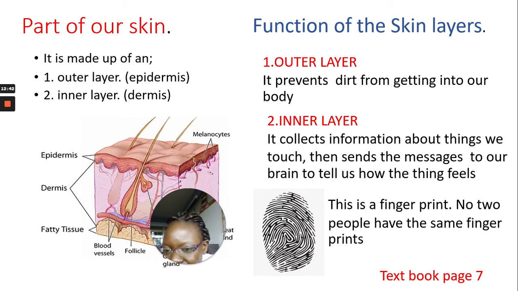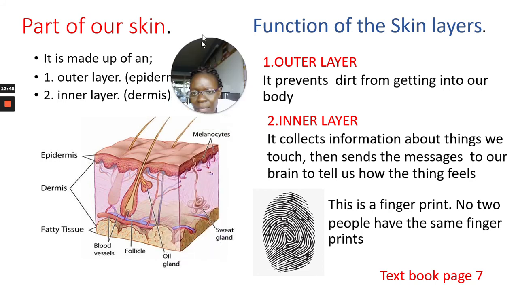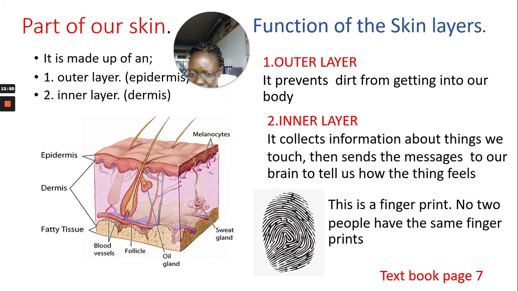And the inner layer, which is inside here. As you look at this picture, you see the sweat glands. This is where we get the sweat from. The sweat comes through the sweat glands. And we have the follicles. These are the hair follicles on our skin. Also, we have the blood vessels inside the inner layer.